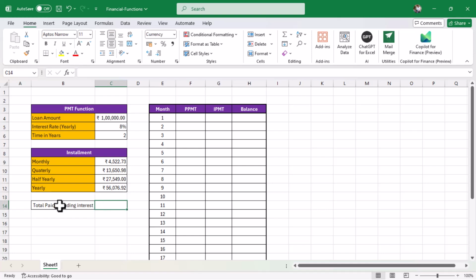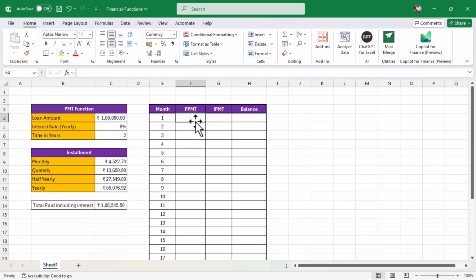Now I want to find out the total amount paid including interest. So it will be this amount multiplied by, you will be paying it 24 times, so multiplied by 24. So this would be the total amount you would be paying. So you have taken a loan of 1 lakh, but at the end of 2 years, you will end up paying 1,08,545.50.